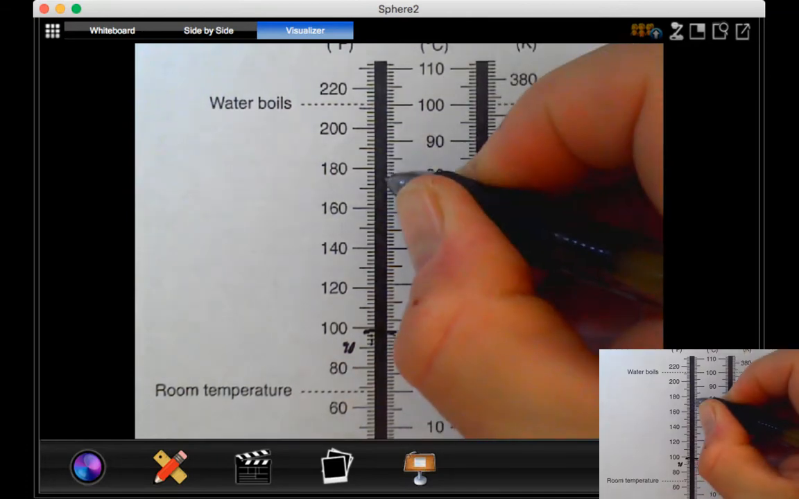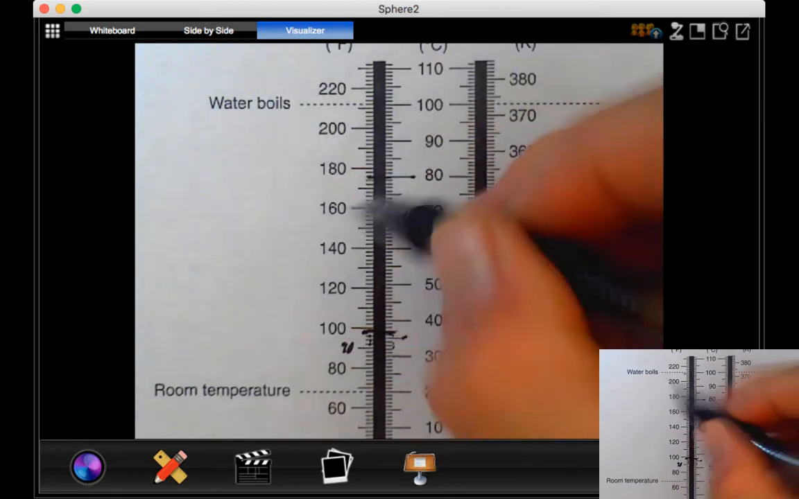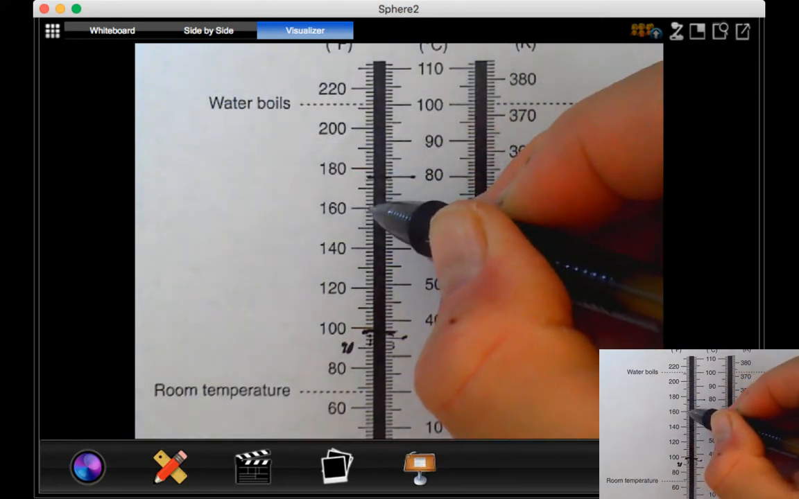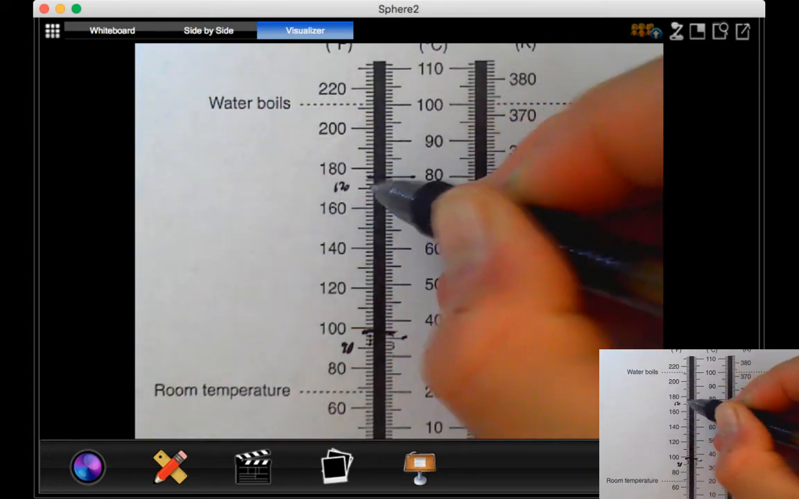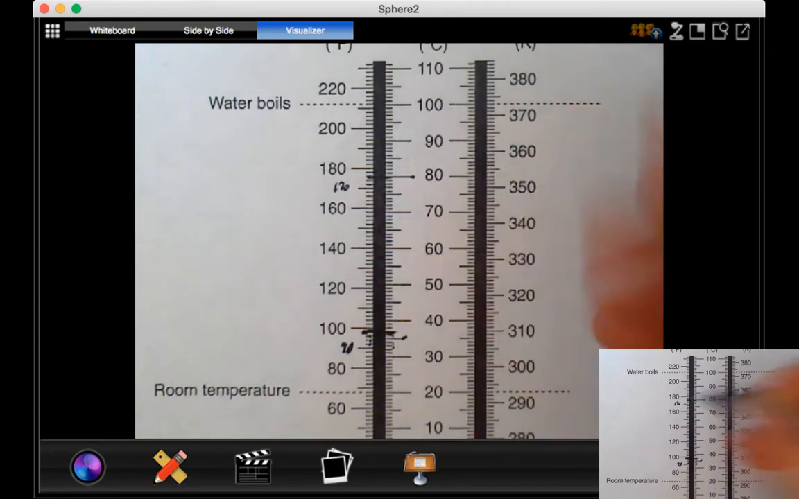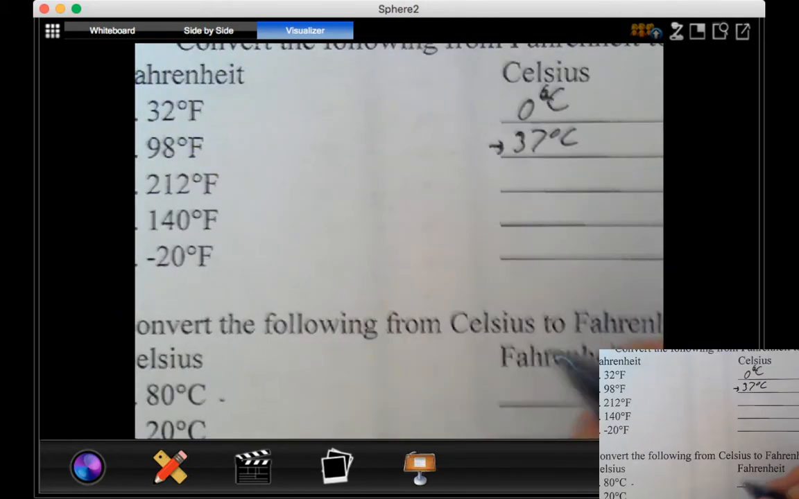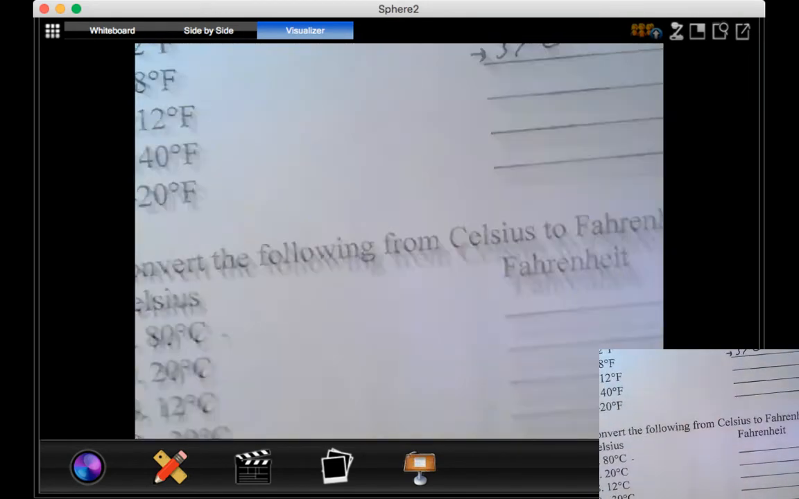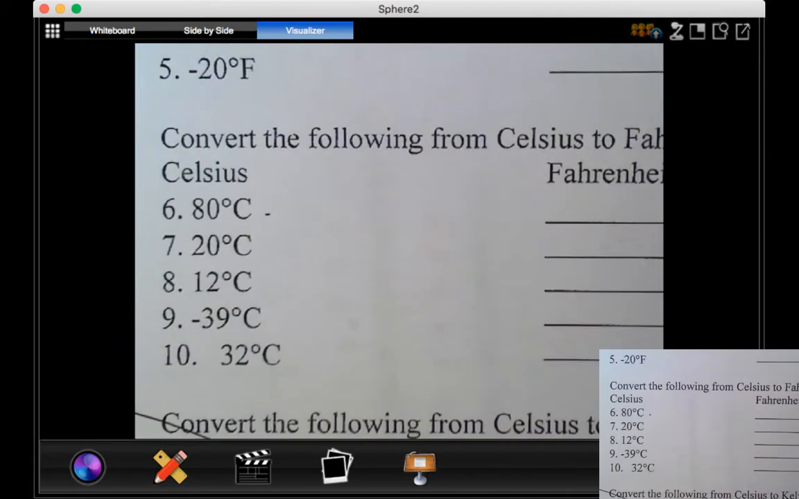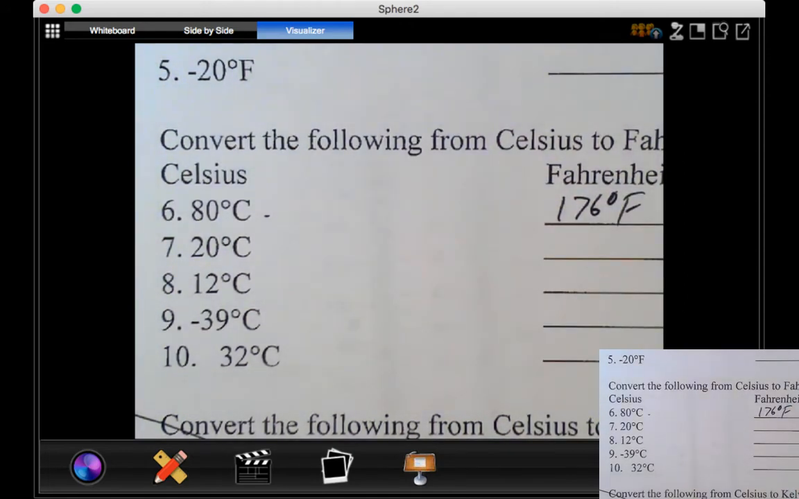We bring it straight across. It's not going to match up perfectly. And I go 160, 170, 172, 174, 176. And there's a little leeway there. So the second one, 80 degrees Celsius, is 176 degrees Fahrenheit.